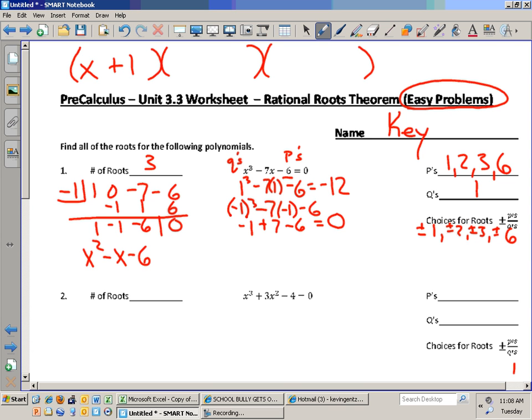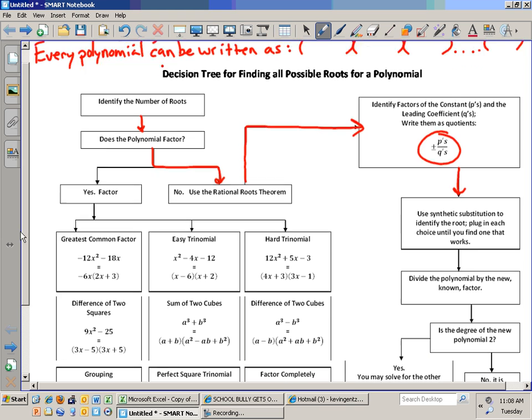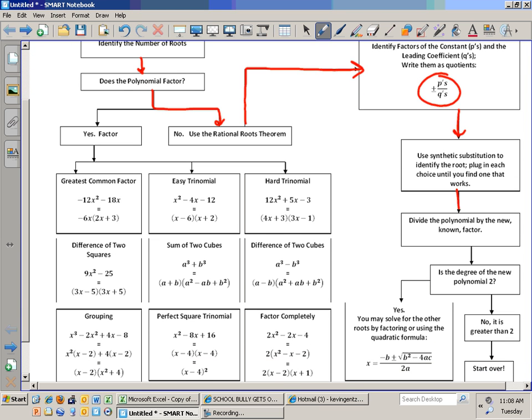So, this is my new polynomial. 2 more of the solutions lie within here. I can set it equal to 0 and solve. Let's look at the decision tree, the process map, see where it leads us. It says use synthetic substitution to identify the root. We did. Negative 1 worked. Then it says divide the polynomial by the new known factor. We did that. Let's look at our resulting polynomial. Is our resulting polynomial of degree 2? Yes. So because it is, we then may solve by either factoring or using the quadratic formula.